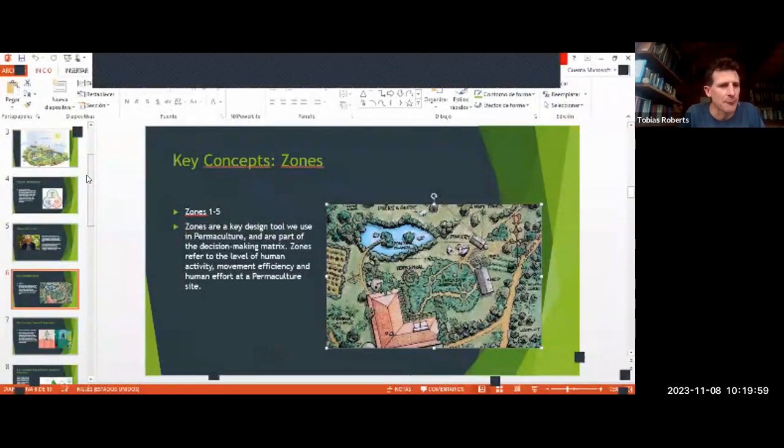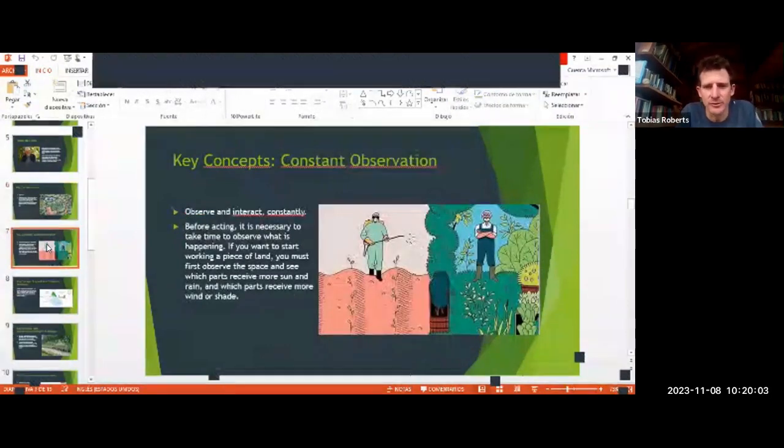Another concept I think is important is the idea of constant observation, right? You need to observe and interact before acting, before doing anything on your landscape. It's necessary to take the time to observe what is happening. A lot of times, people in the permaculture movement encourage you, if you're going to move to a farm, if you're going back to the land, or if you're just starting to work a piece of land that had been abandoned, don't do anything immediately. Take some time, if you can, a year, to observe how your landscape changes throughout the seasons, how it interacts with the sun, with the rain, with the winds, et cetera.